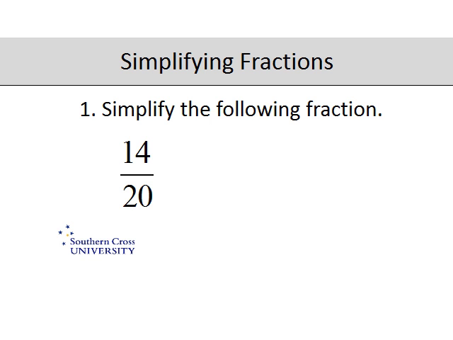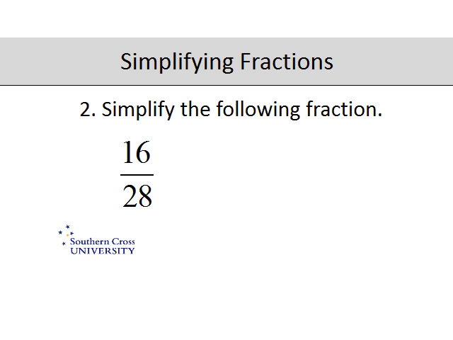So if we divide top and bottom by 2, then this is going to give 7 on 10. And if we've effectively found the highest common factor, the 7/10 won't simplify, and it doesn't.